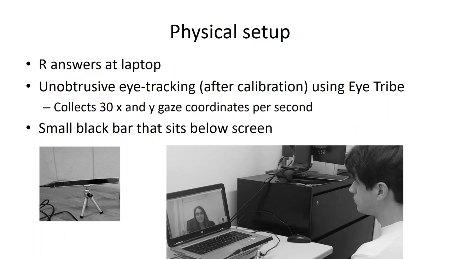And it collects 30 X and Y gaze coordinates per second. We chose this 30 frames per second as opposed to 60 because 60 required that the respondents not move as freely, and we wanted the interaction to be as natural as possible.